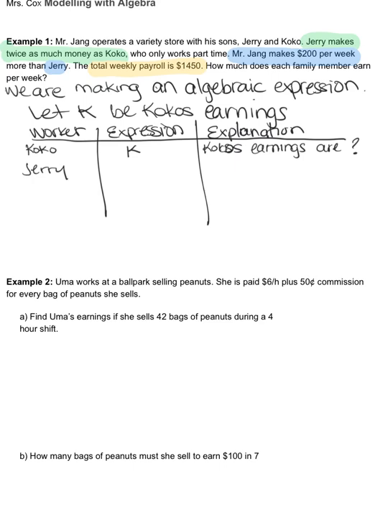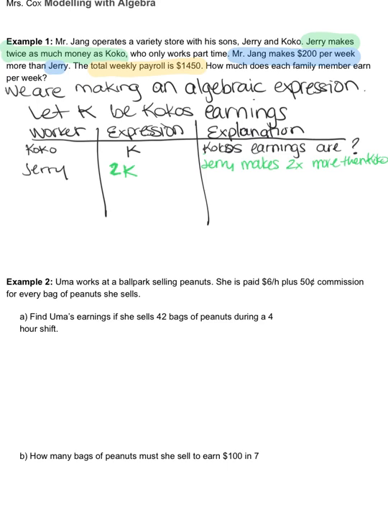So for Jerry, we know that Jerry ended up making twice as much money as Coco, and that says that right here, that green. So how can we represent that? We know that Coco is K. And how do I represent twice as much of a letter? Well, I'm going to multiply it by 2. Okay, so twice as much is 2 times K. So Jerry makes 2 times more than Coco.